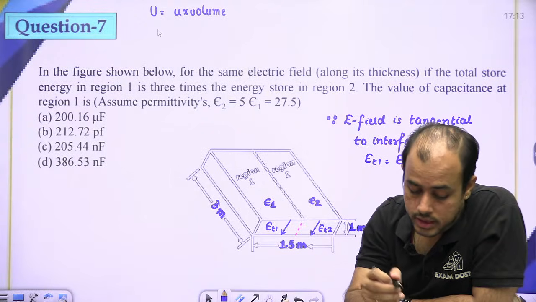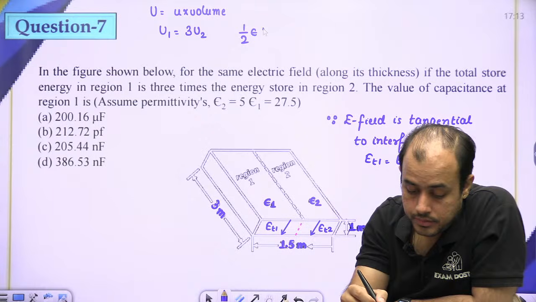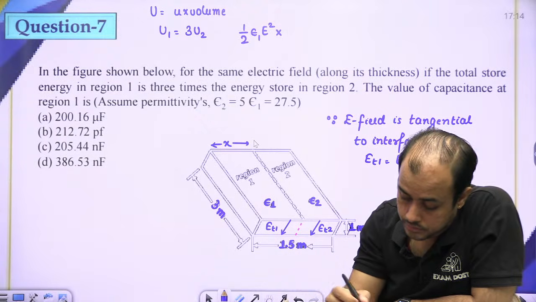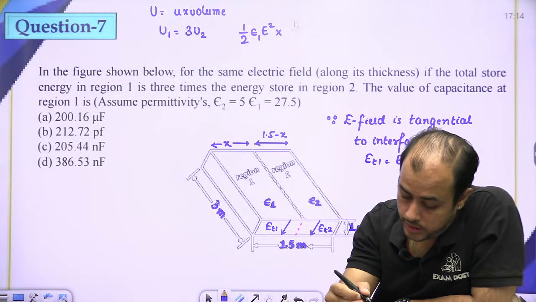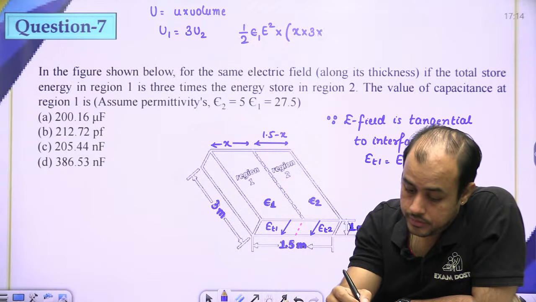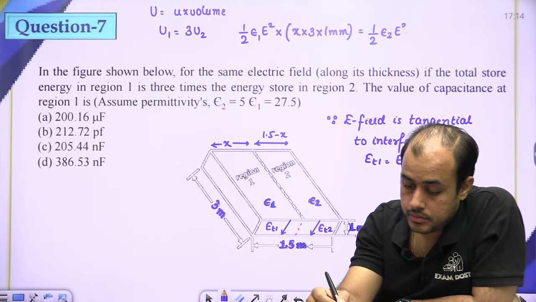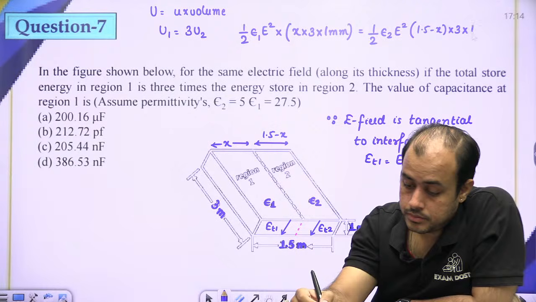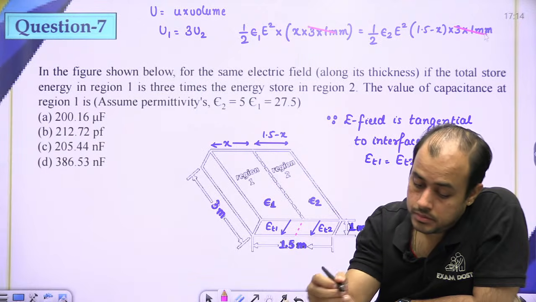देखो, because it is talking about the electric field, now volume will be x into 3 into 1 mm. Okay.